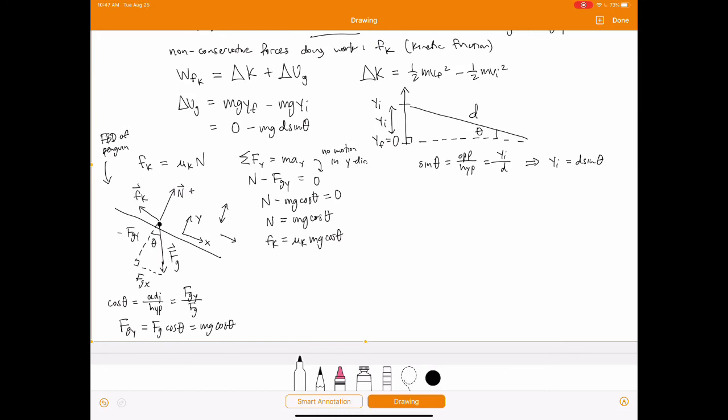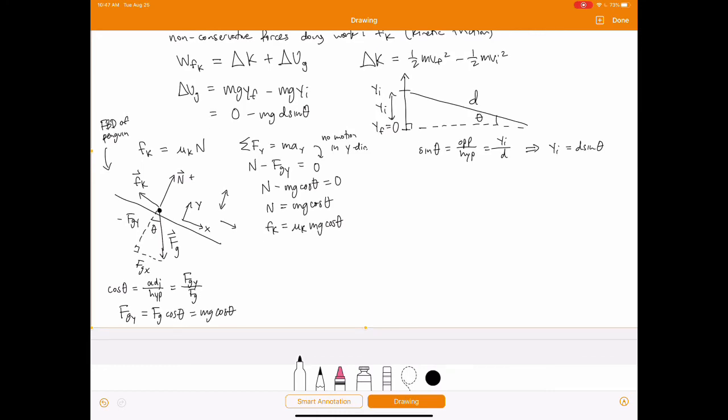So now what we want to do is find the work done by that force. So the way we calculate work, if we have a constant force, is just take the force itself, which is Fk, times the distance, which is how far you slide down the ramp, times cosine of an angle we call phi. And remember, phi is the angle between your force and your displacement.